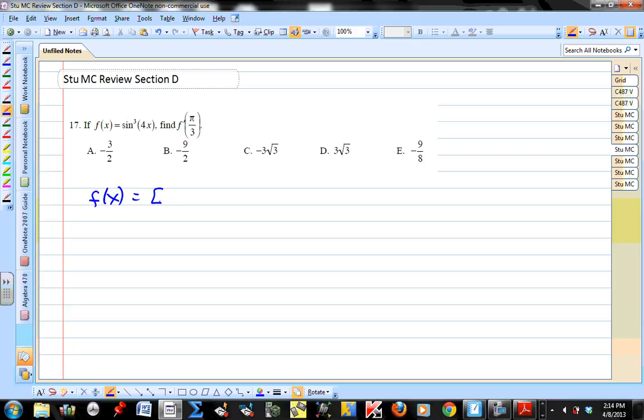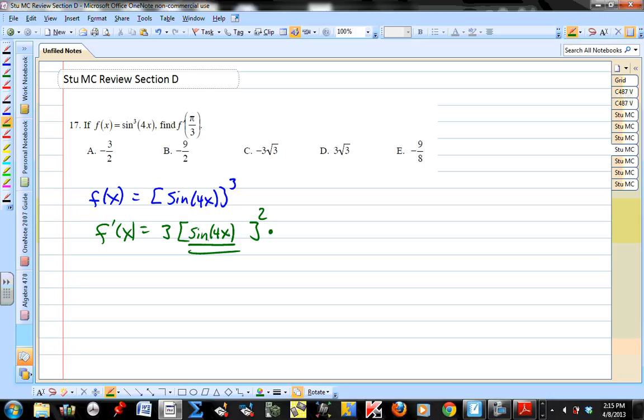We're going to rewrite this as f of x equals the sine of 4x quantity cubed. Recognizing now that this is a composite function, we're going to use the chain rule. The outside function is something cubed. The derivative of something cubed is 3 times something squared. The inside function doesn't change. Now we need to multiply by the derivative of the inside. Recognizing that this is in itself a composite function, we're going to have to use the chain rule again.